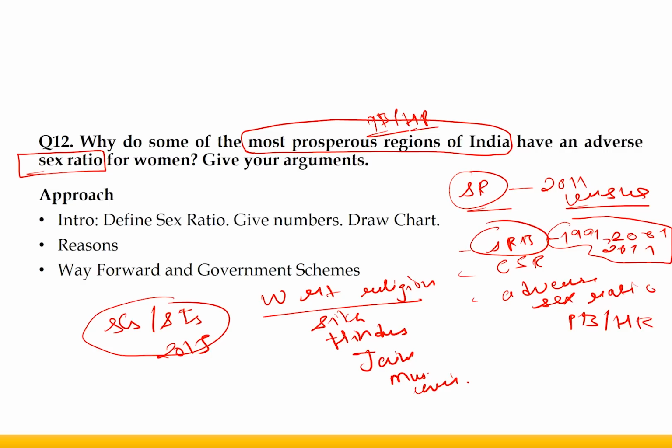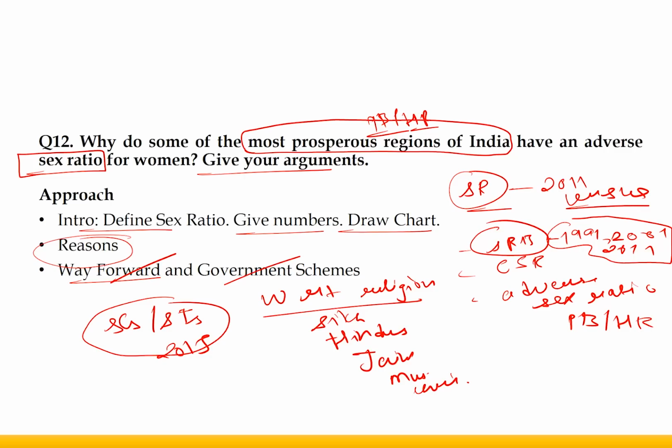Sex ratio is the topic, give your arguments. I told you earlier, since this is a women-based issue, you have to give the way forward and government schemes, whatever you know. Introduction, definition of sex ratio, give numbers, draw a chart, reasons for low sex ratio, and way forward. So the approach is simple. The breaking of the answer is also relatively simple.